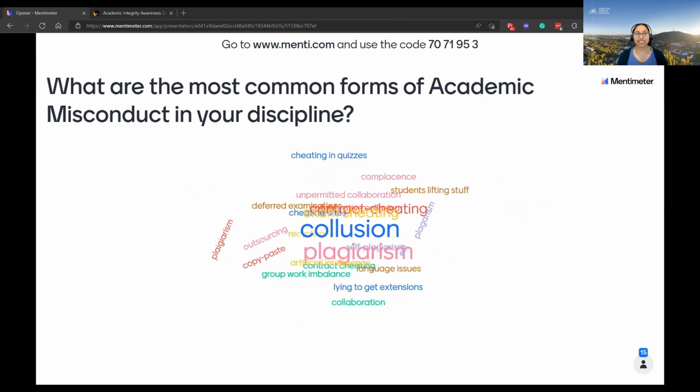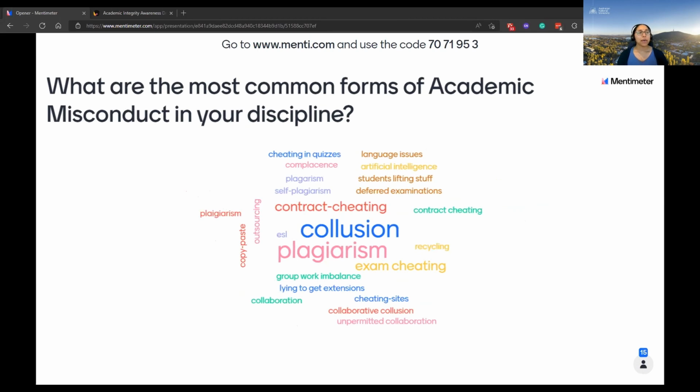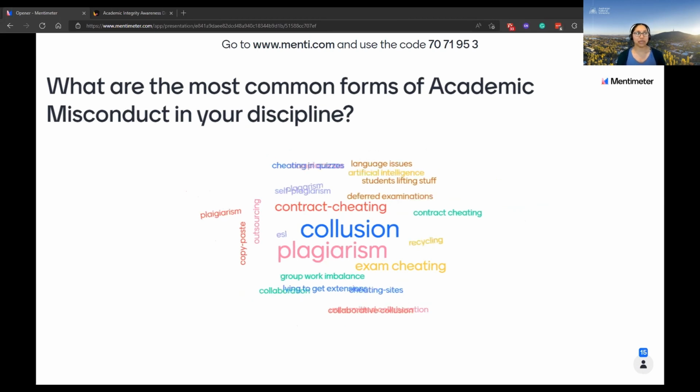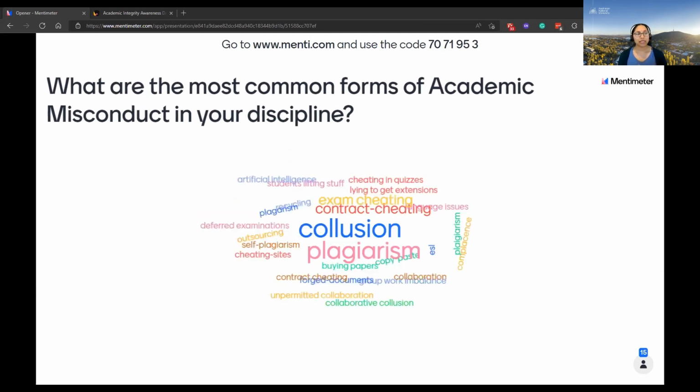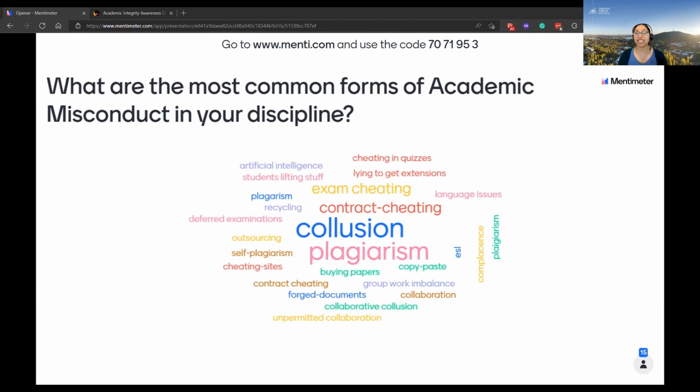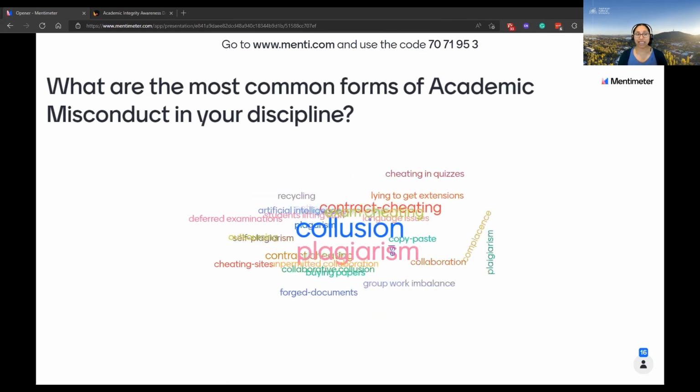Keep going if you're still contributing to this word cloud. But let's start having a look at some of these responses so far. So the two biggest concerns that we have in this group today are collusion and plagiarism.